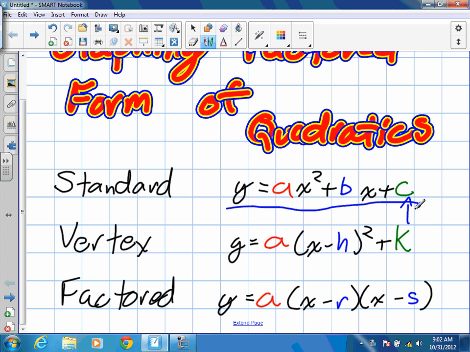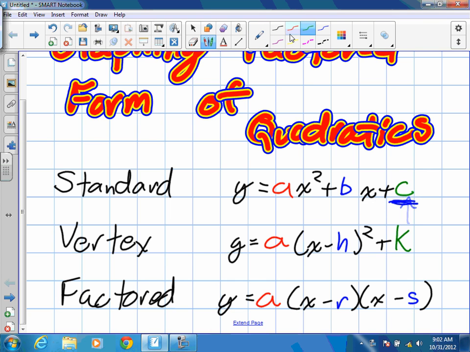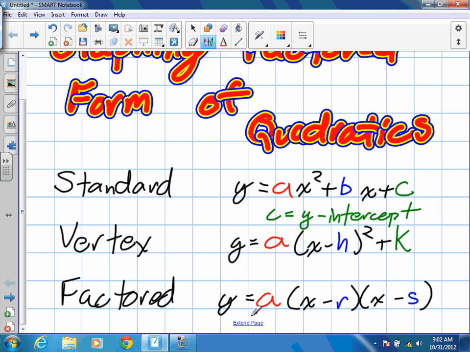Standard form we've done absolutely no graphing with, and really the only information for a graph we can pull from it is this c. C is the y-intercept in standard form, okay? So y-intercept, write that in, c equals the y-intercept of that graph when we're in that form, okay? And what we're really going to focus on today is factored form.